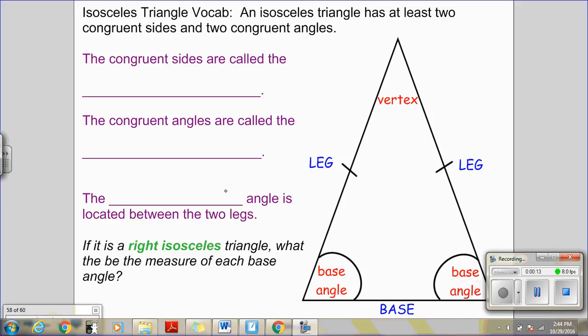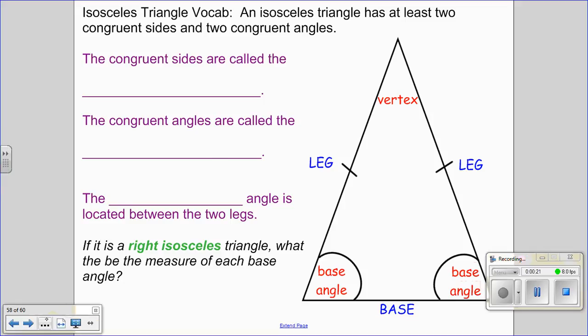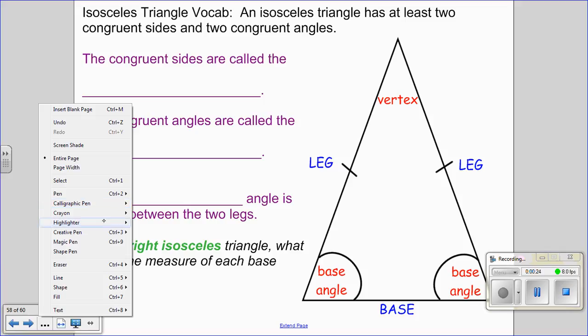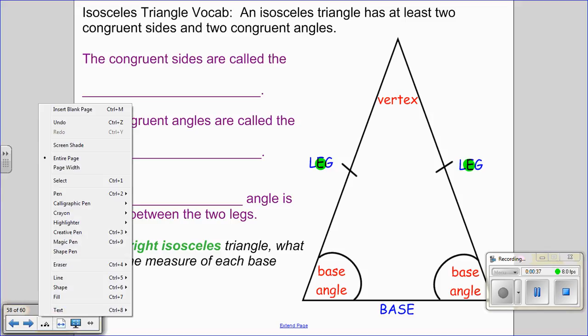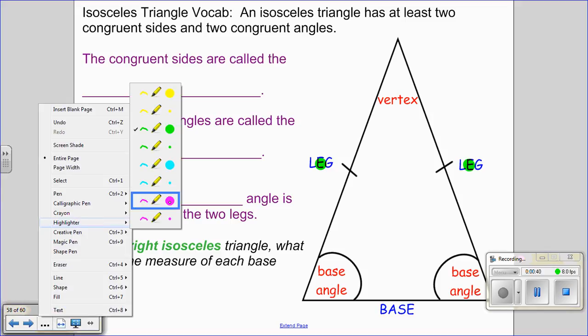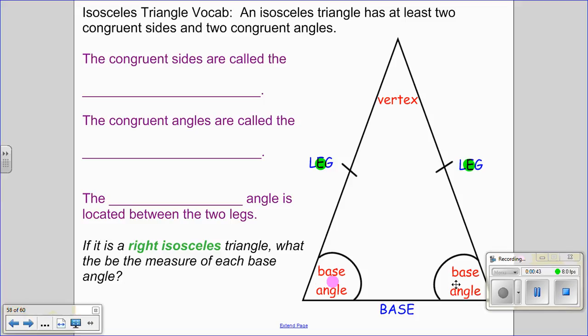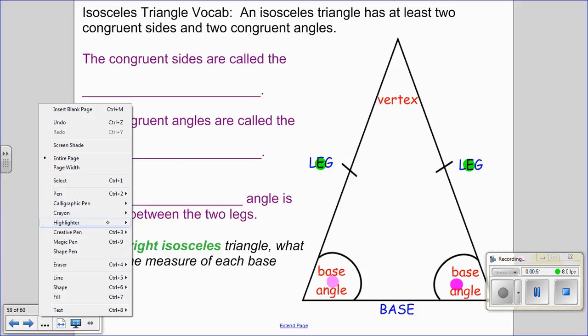An isosceles triangle, just to recap, has at least two congruent sides and two congruent angles. The congruent sides are called the legs. The congruent angles are called the base angles. The vertex is the angle between the two legs.